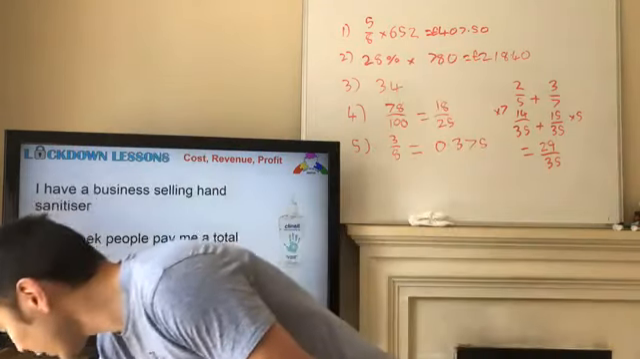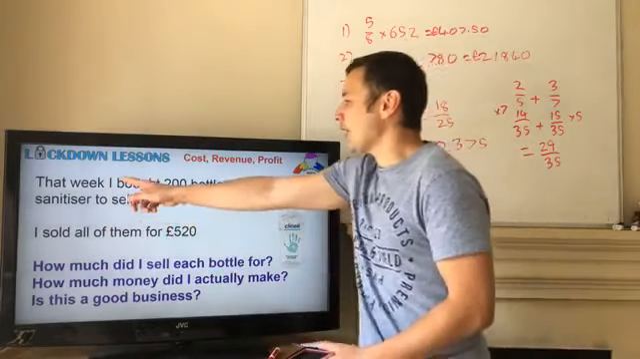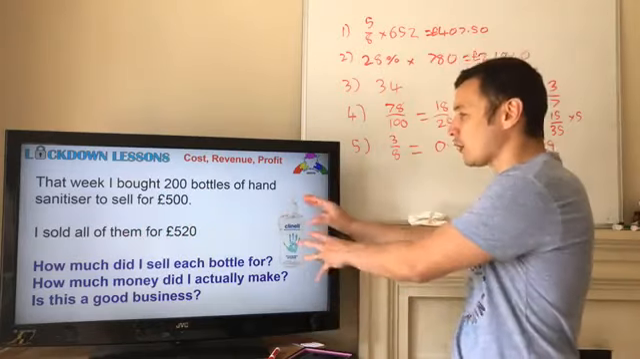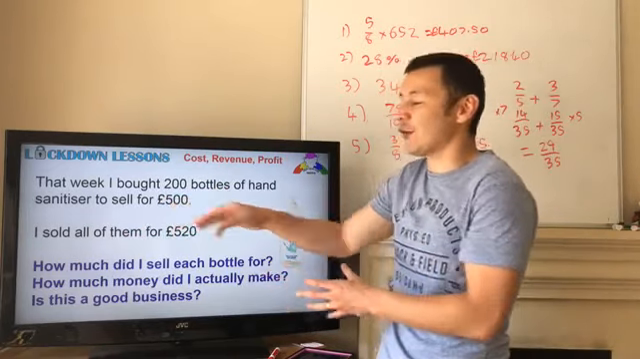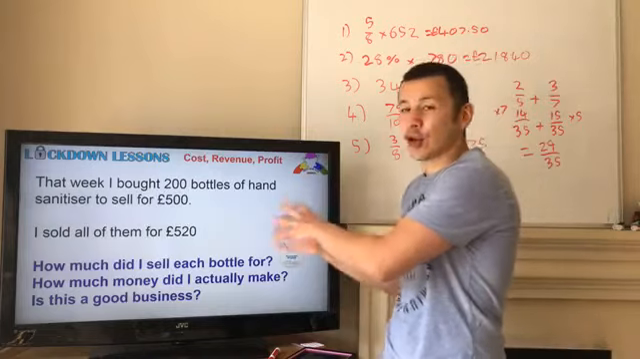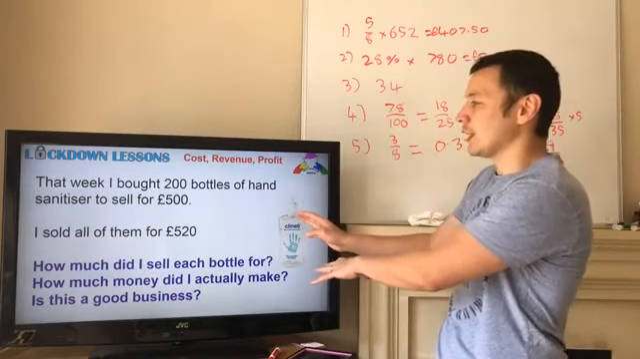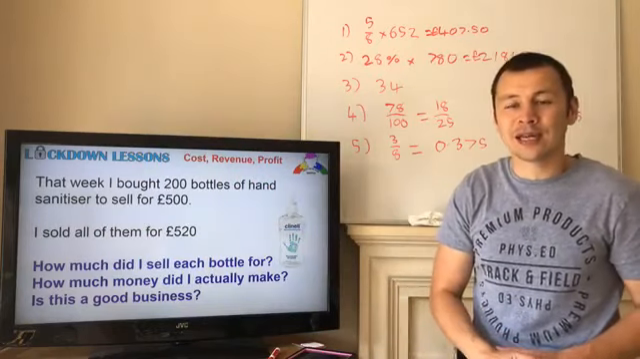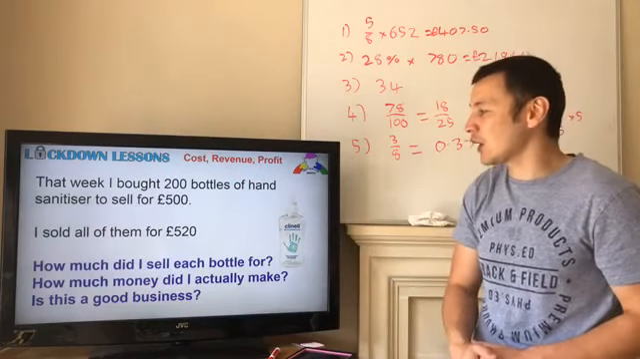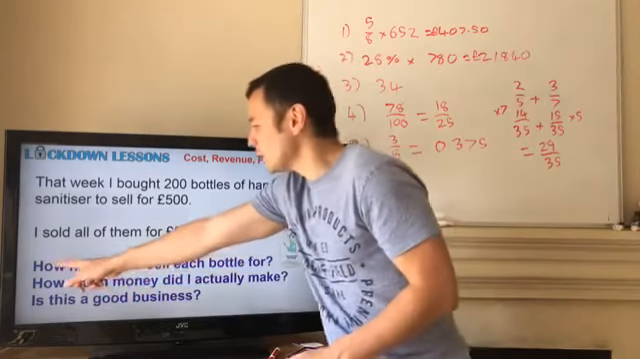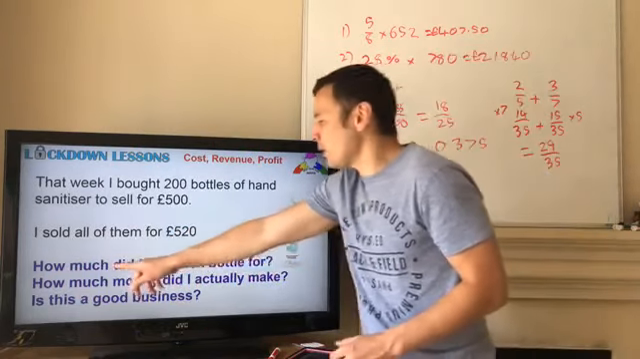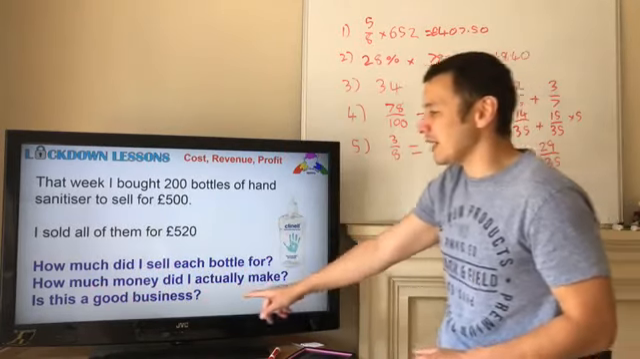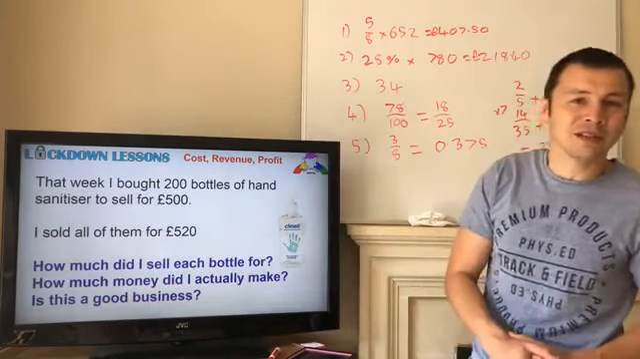Okay, this is actually what's going on. Okay, that week I bought 200 bottles of sanitizer. So I bought 200 bottles of this and it cost me £500. So I went to a shop and I bought 200 bottles of this for £500. I then sold all of them for £520. Okay, I sold them for £520. So, some questions you might be able to answer now. How much did I sell each bottle for? How much money did I actually make? Is this a good business?